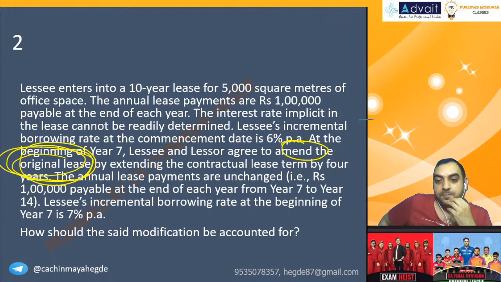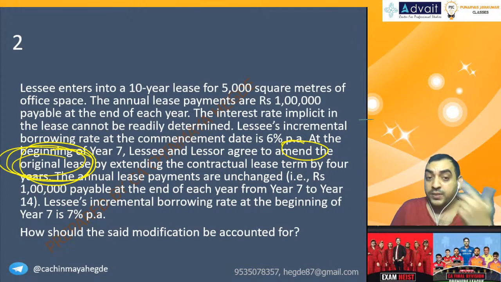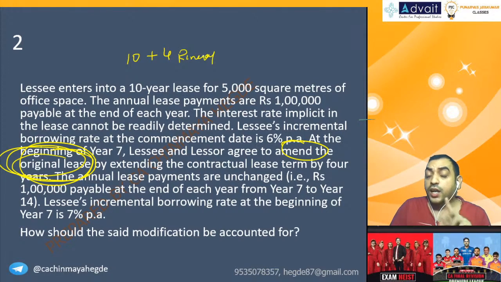Can you tell me? Agreement change, modification. I hope you got the thumb rule right. But if the same problem said the lessee had an option of 10 years plus a 4-year renewal option. Earlier you thought renewal would not happen. Now the lessee has changed his mind and goes for 4 years more.